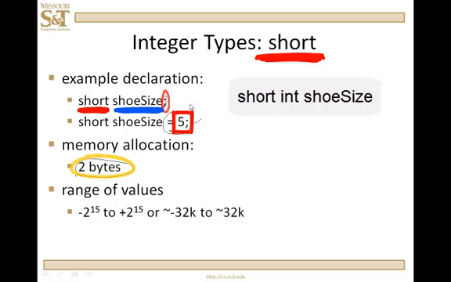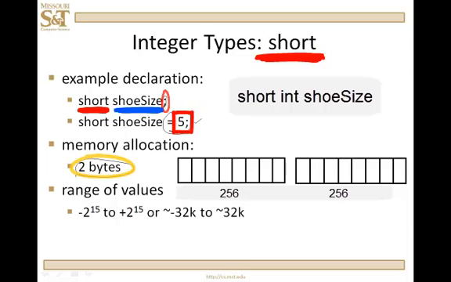Okay, and the range of values. Well, with 2 bytes, remember that you have 2 bytes. Okay, you have 256 possibilities here, 256 possibilities here. So you have 2 to the 16th possible values that can be stored. If they were all zeros, you could call that 0. If they were all ones, then that would be 0 to 2 to the 16th minus 1. Minus 1 because you got 0 in there. 2 to the 16th minus 1 is about 65,000.